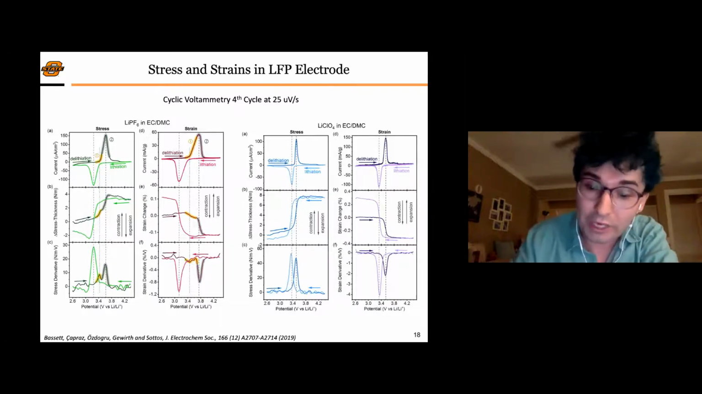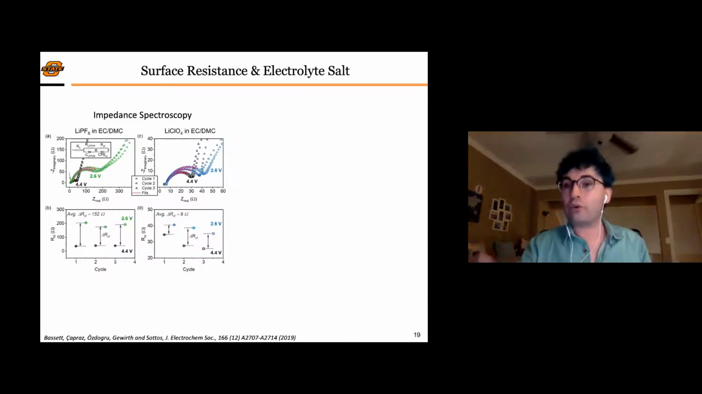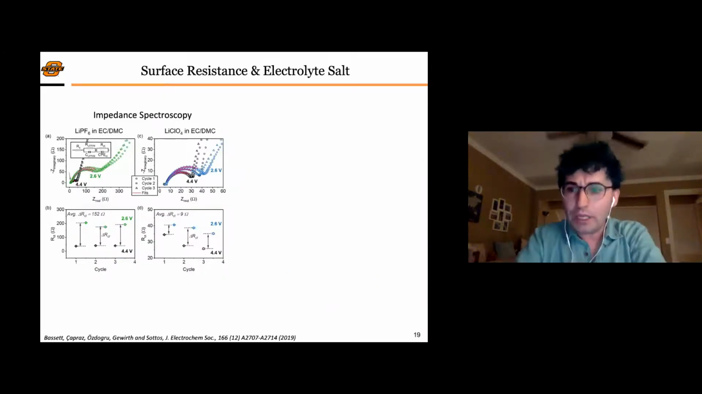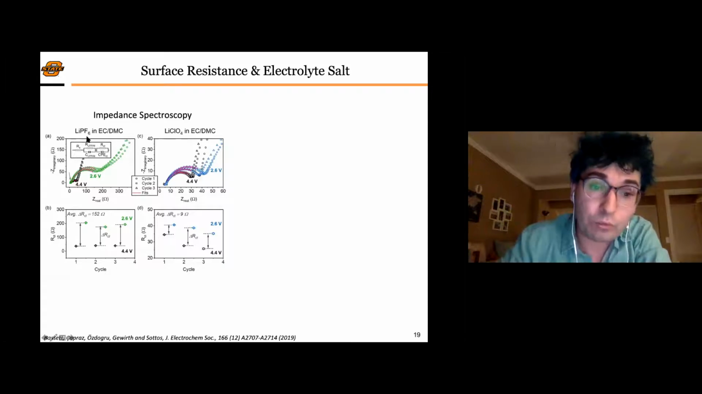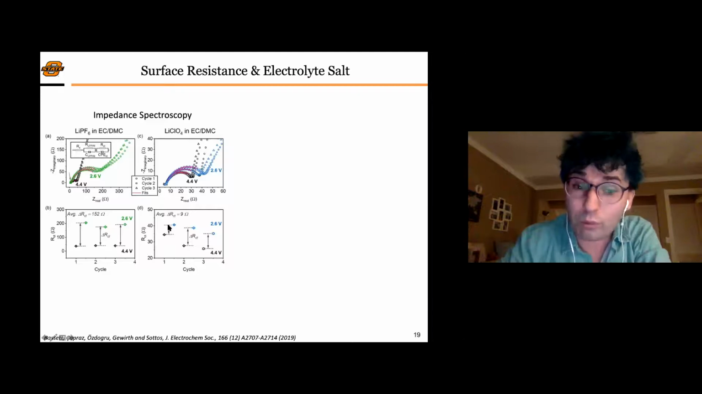We performed the experiments also in the PC solvents, and we observed the solvent did not affect the behavior, but the salt did. So to further explore, impedance spectroscopy is used to look at the charge transfer resistance of the electrodes at the onset of the lithiation and delithiation in two different salts. In the LiPF6 one, there is a sharp change between lithiation and delithiation points.